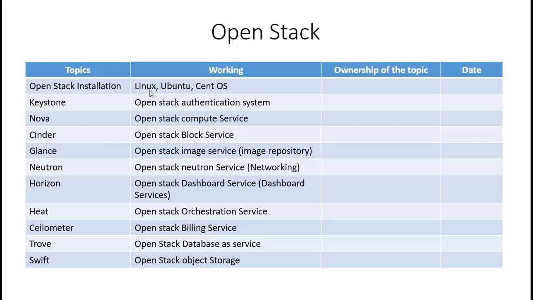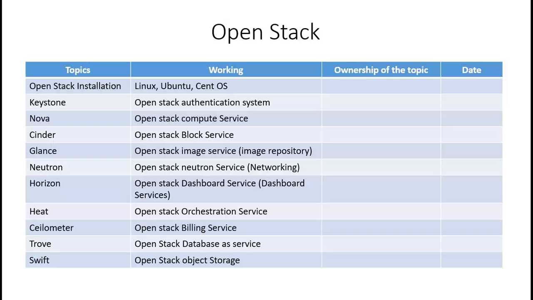Keystone is the OpenStack authentication system. When you log into the GUI of a cloud, as if you have already seen Azure or some other cloud service, there is a login you need to create. This is an authentication system for OpenStack that is known as Keystone. Nova is the compute service. So everything related to compute will be in Nova. That in OpenStack we call it Nova.